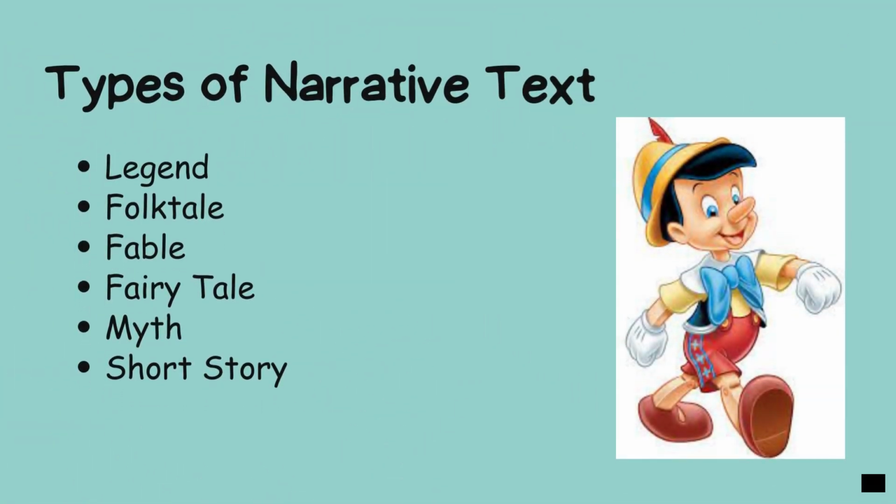Types of narrative text. First is a legend. The example of the legend is the legend of Lake Toba. The second one is folktale. The example of folktale is the story of Malin Kundan. The third one is fable. The example of fable is the mouse and the lion. And then myth. The example of myth is the story of Nyi Roro Kidul. And then the last one is the short story.